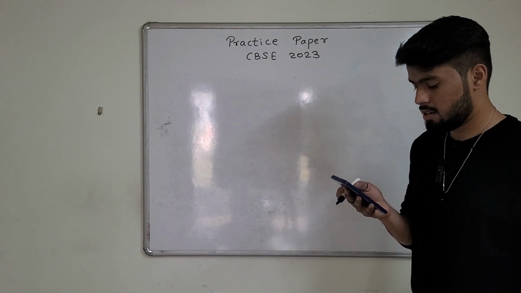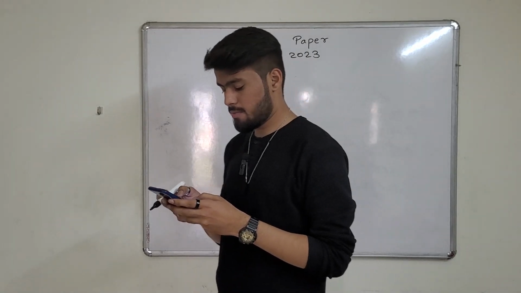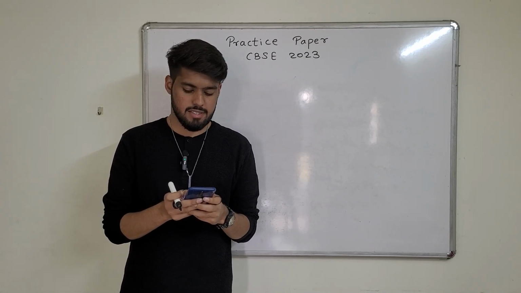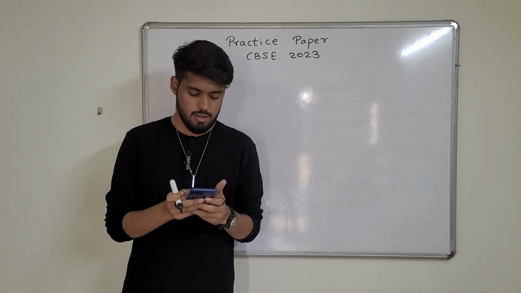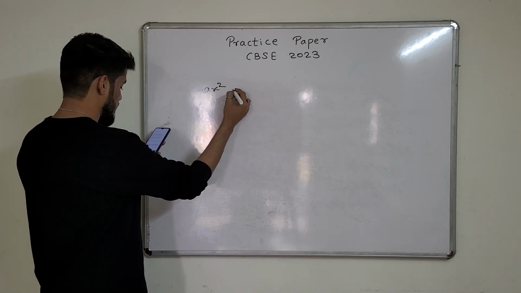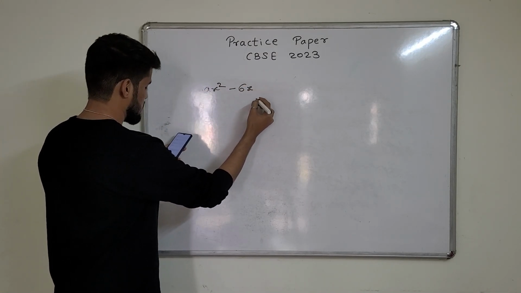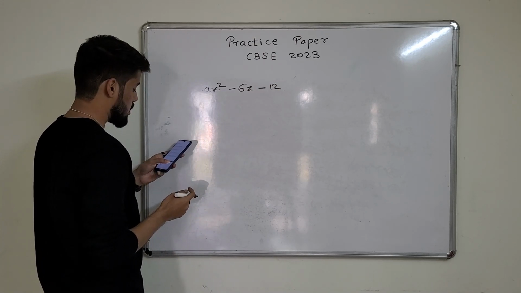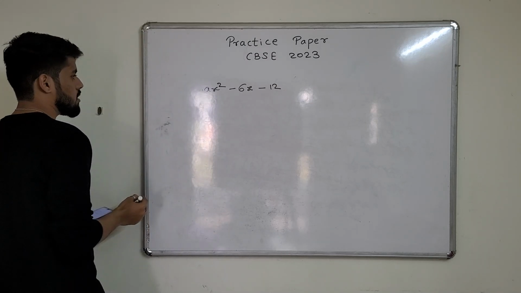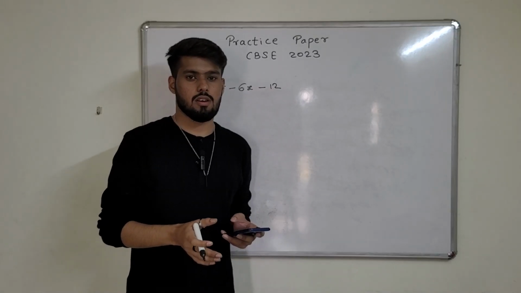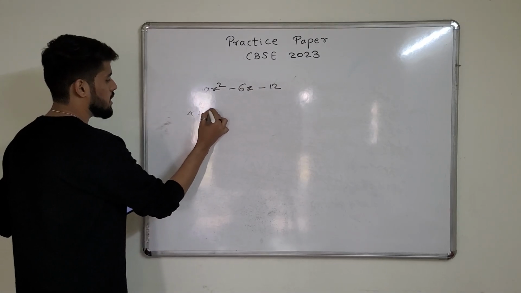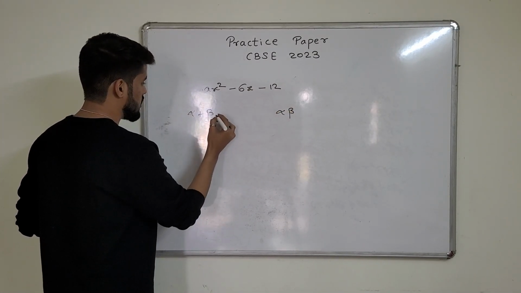The next question is from polynomials again. If the product of the zeros of the polynomial ax square minus 6x minus 12 is 4, then the value of a is. The given polynomial is ax square minus 6x minus 12. इनका जो product है, the product is 4. Okay, so we know that sum of the zeros, sum of the roots of polynomial as well as product of the roots, that is nothing but alpha plus beta and alpha into beta, right? So what is alpha plus beta?